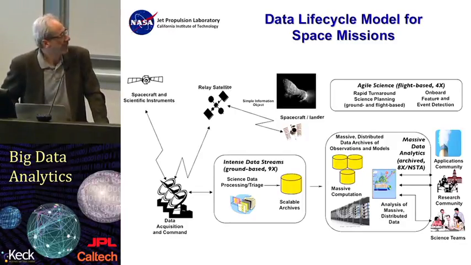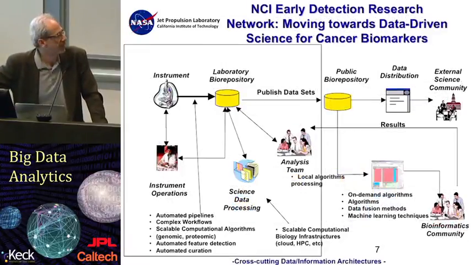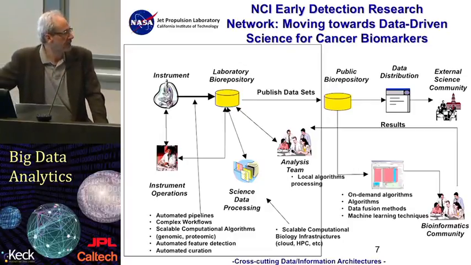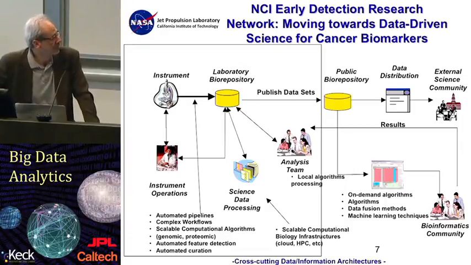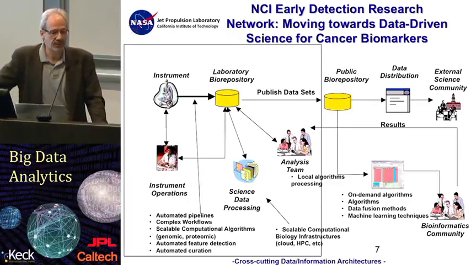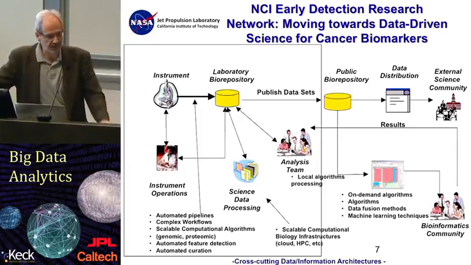So this is the life cycle view that applies to space missions. It turns out there's a very similar view looking at other arenas where massive data occurs. For example, in the context of the National Cancer Institute, the so-called Early Detection Research Network, there's a pretty direct mapping between the NASA challenge and the challenges here, in that observational systems are the starting point for collecting data. Now, they may not be in remote parts of the solar system, but they're highly distributed.